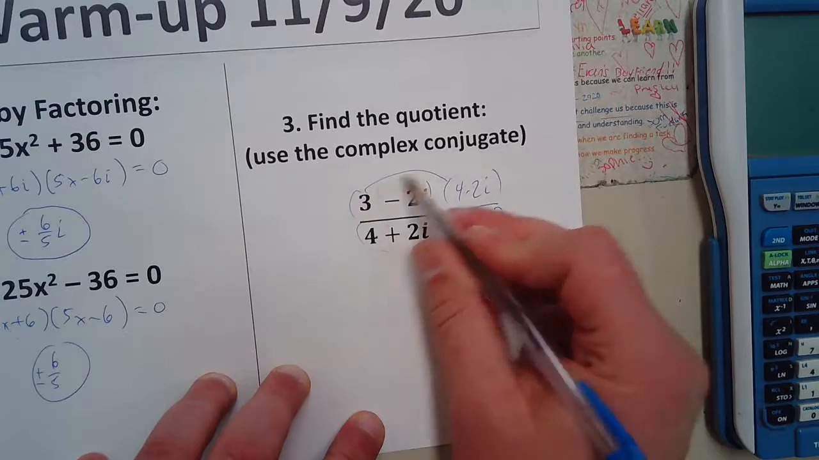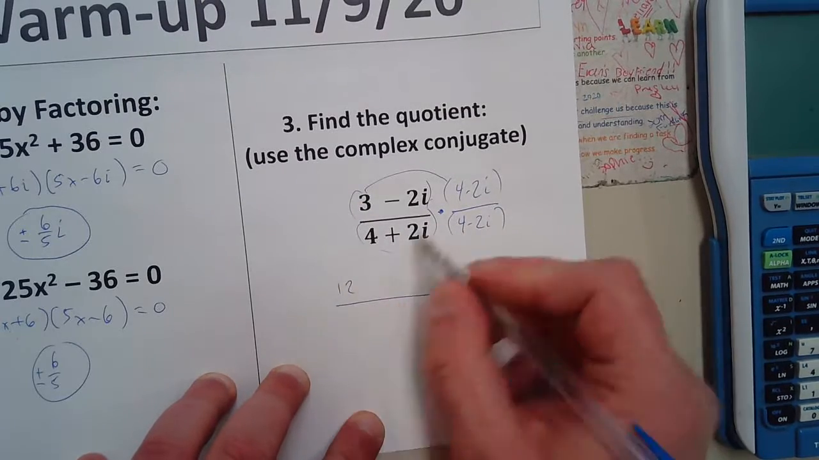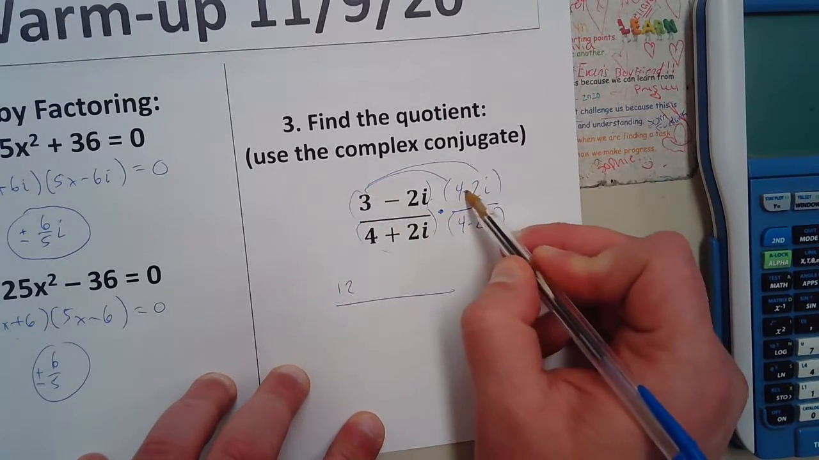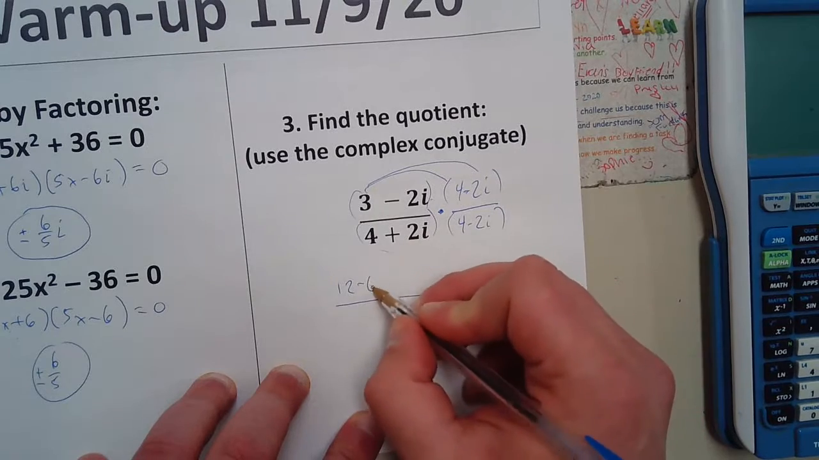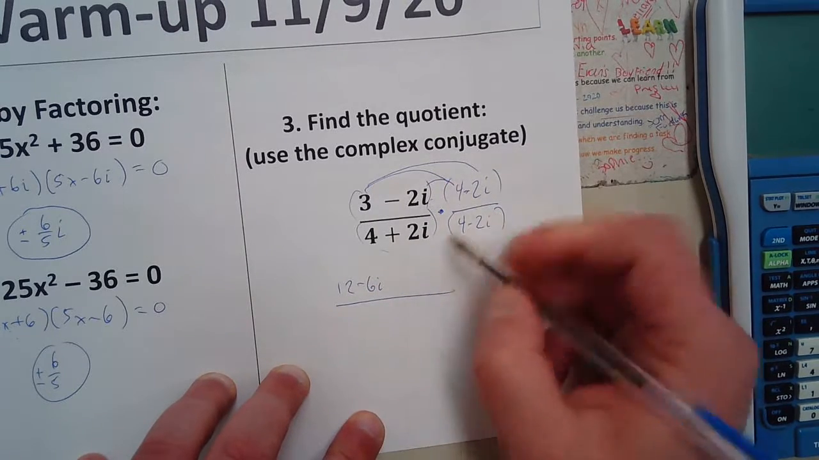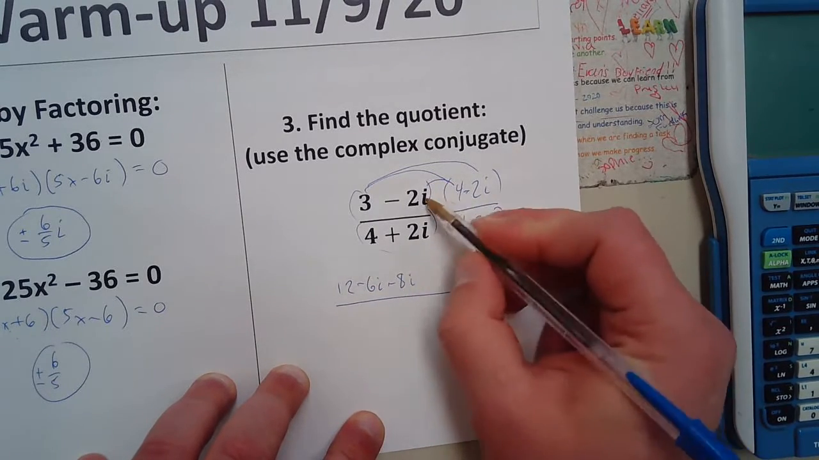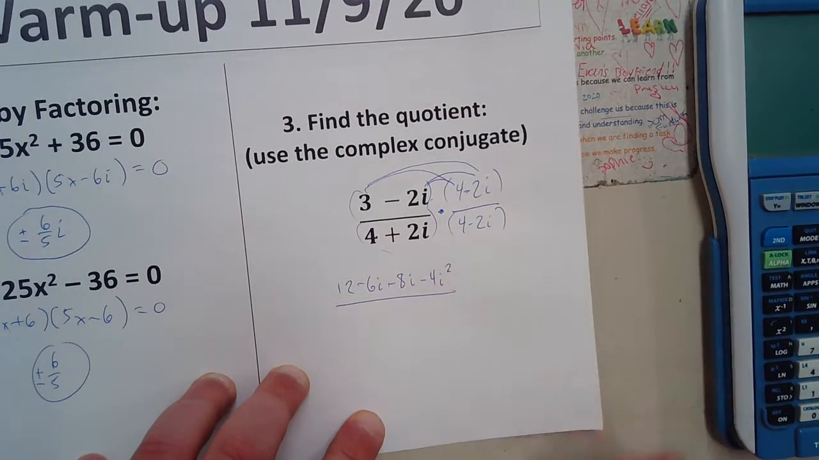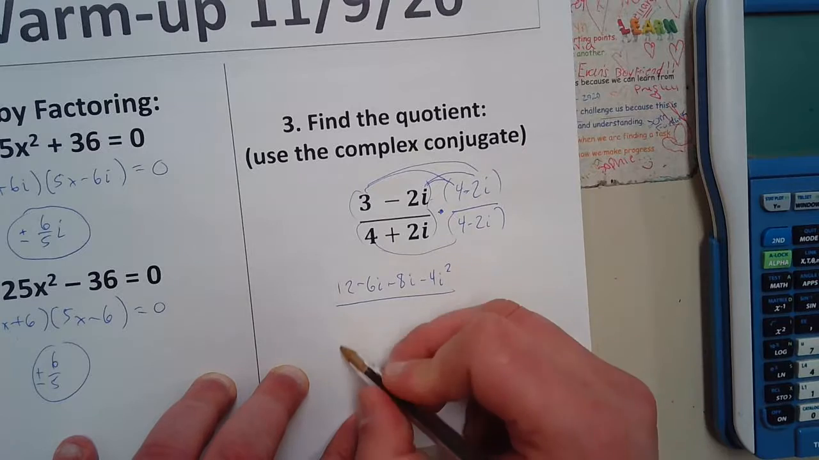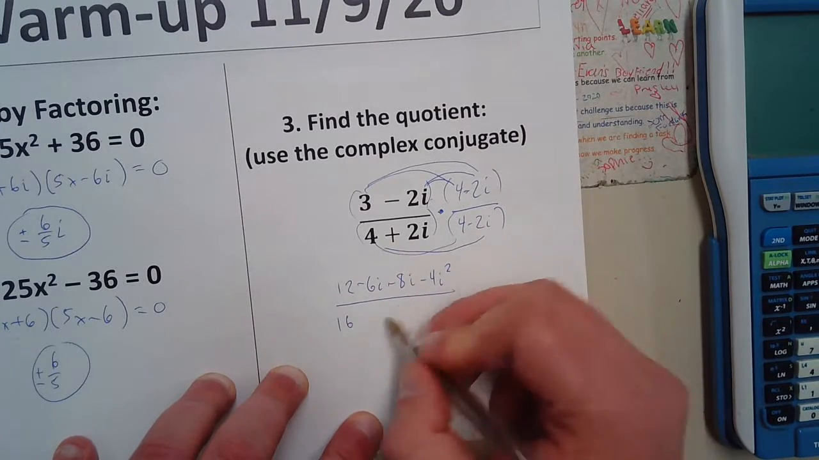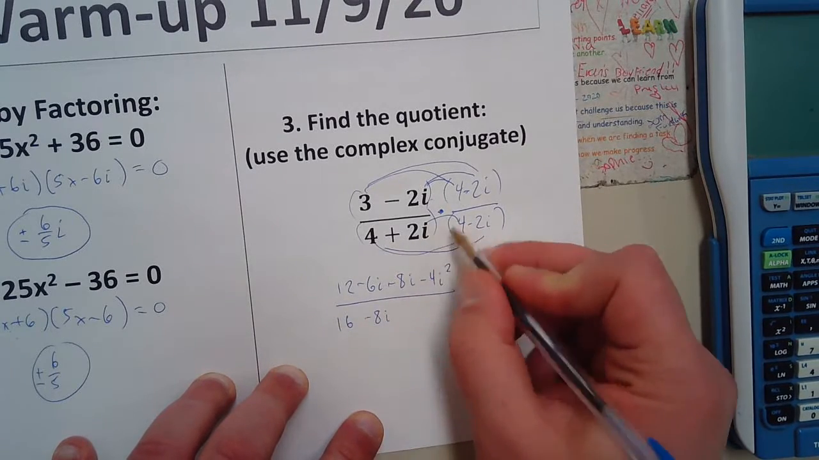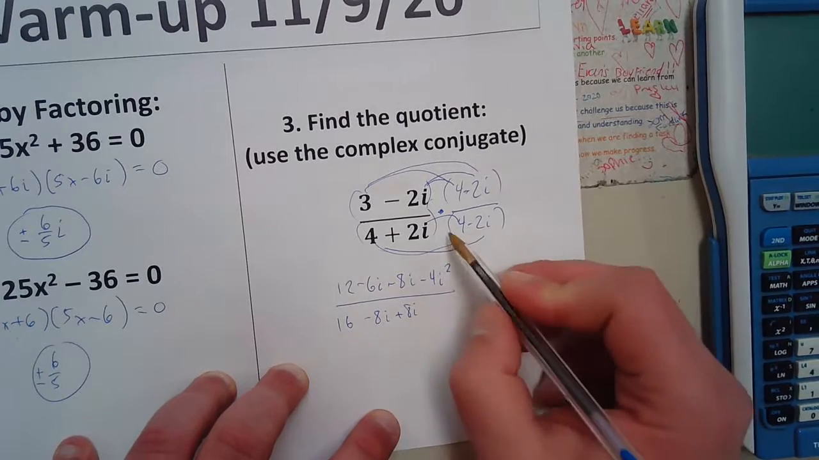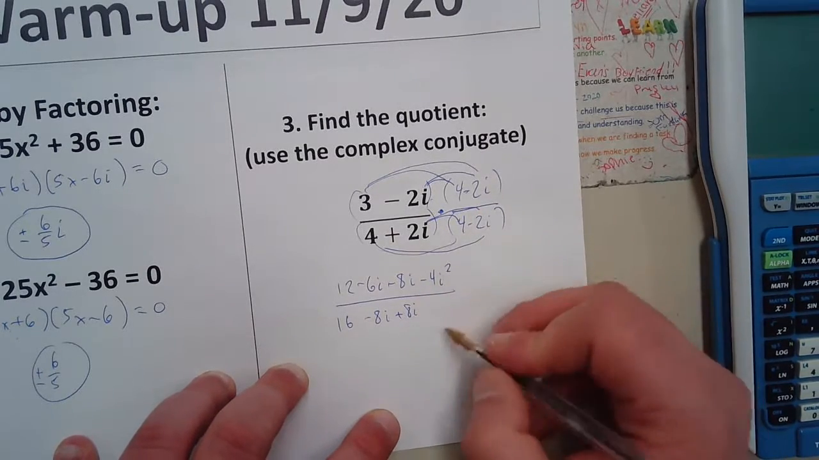I'm going to just write it here as we go. So I'm going to get 12. I'm going to get minus 6i. I'm going to get minus 8i. And I'm going to get minus 4i squared. Okay, cool. Down here, 16 minus 8i plus 8i, that's a good sign, and minus 4i squared again.